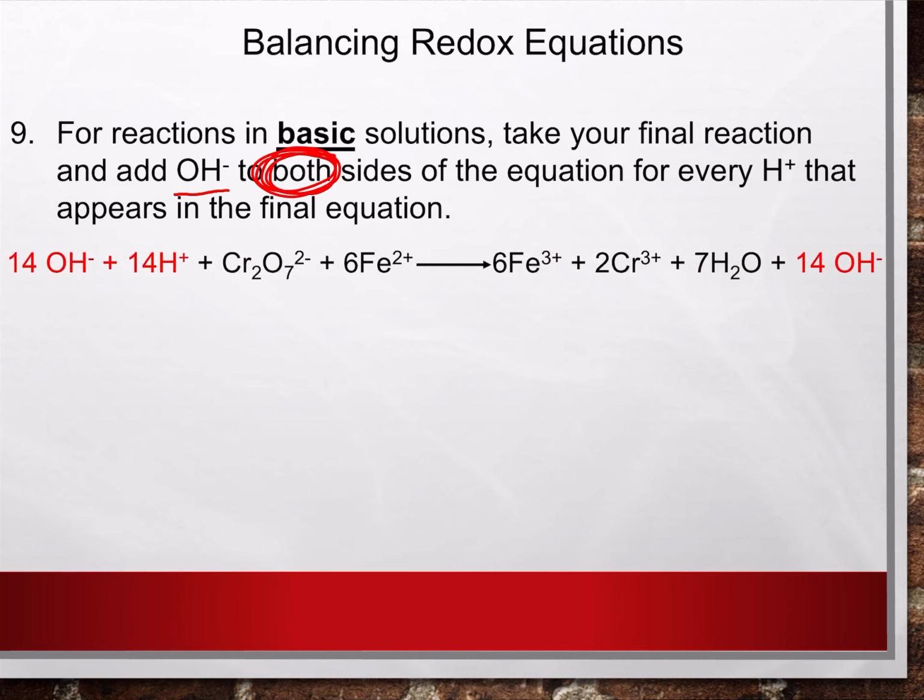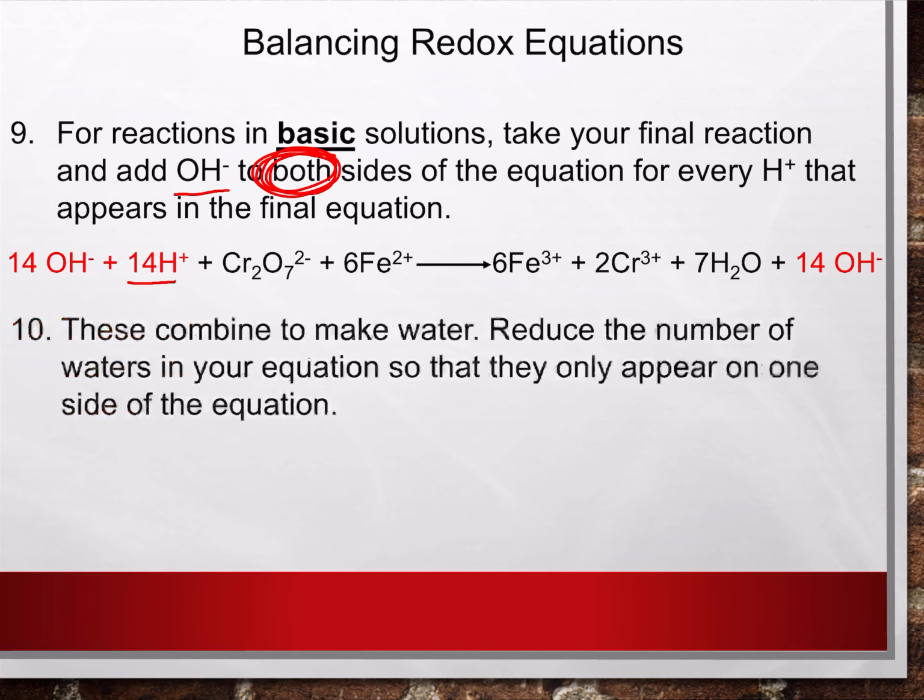So here's an example that we had earlier, right? If we ended with 14 H+ on the left, you would add 14 OH- to both sides of the equation. And what happens is that this 14 OH- and the 14 H+ combine together and they make 14 waters. Okay, they neutralize each other.